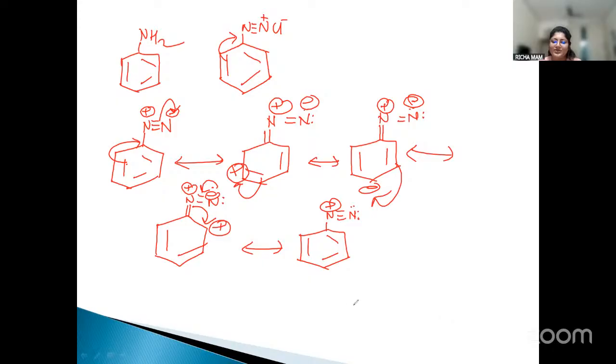So these arene diazonium salts are more stable than alkyl diazonium salts. Alkyl means when they are in aliphatic form, but the arene diazonium salts are more stable. Next we are going to see the methods of preparation of diazonium salt.